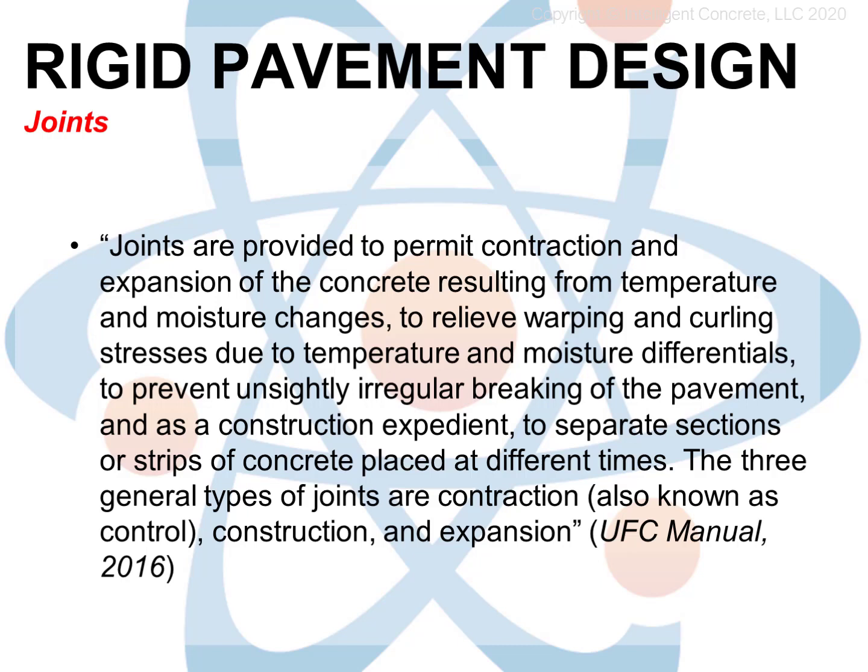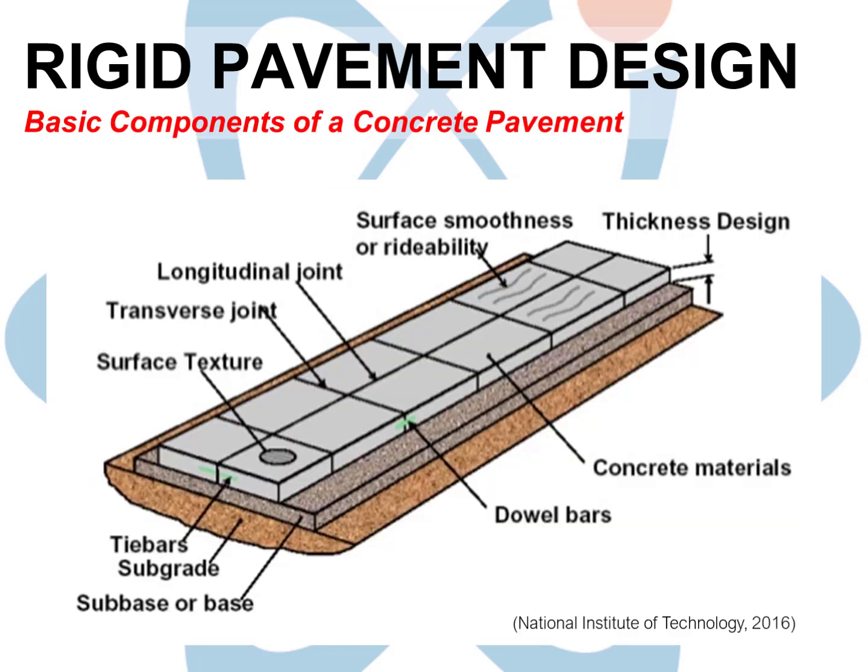from temperature and moisture changes, to relieve warping and curling stresses due to temperature and moisture differentials, to prevent unsightly, irregular breaking of the pavement, and as a construction expedient to separate sections or strips of concrete placed at different times. The three general types of joints are contraction, also known as control, construction, and expansion. This graphic shows a number of the elements of a typical pavement, including the joints.